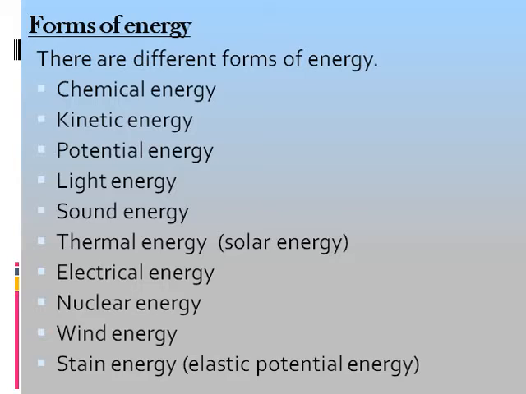chemical energy. Now, chemical energy: fuels such as coal or petrol store chemical energy. When fuel burns, the stored energy is released, usually as heat and light. Chemical energy is stored in our body and in batteries also.